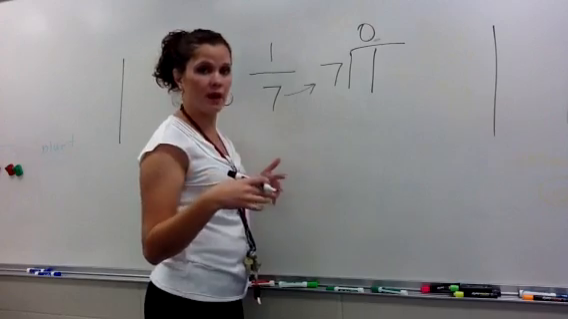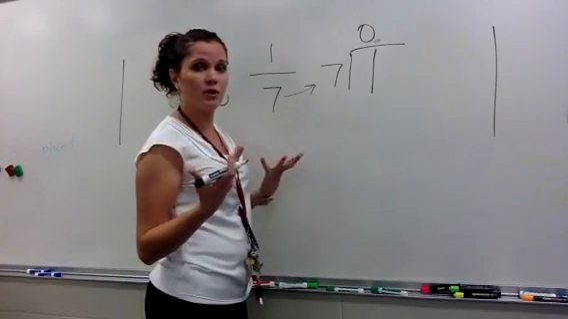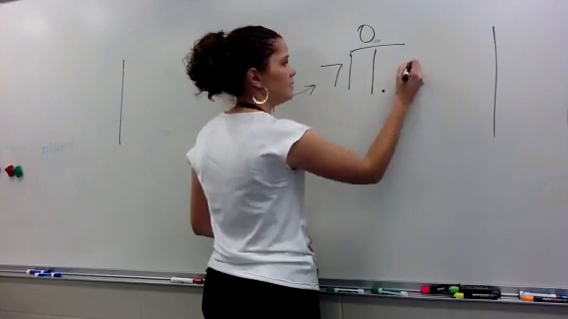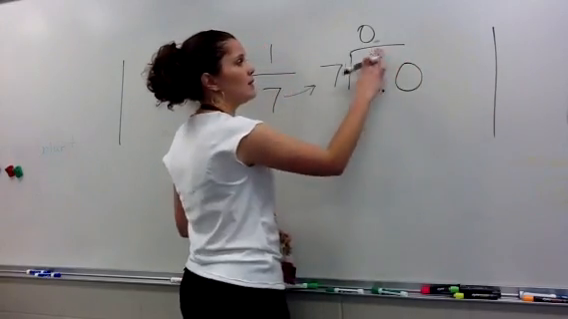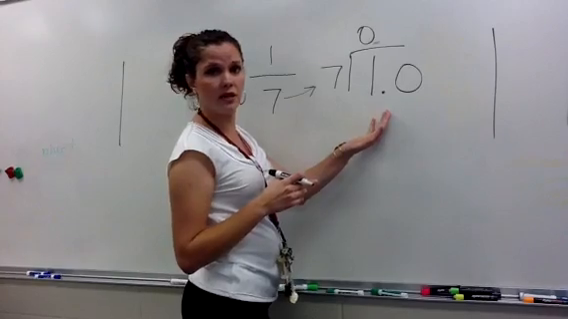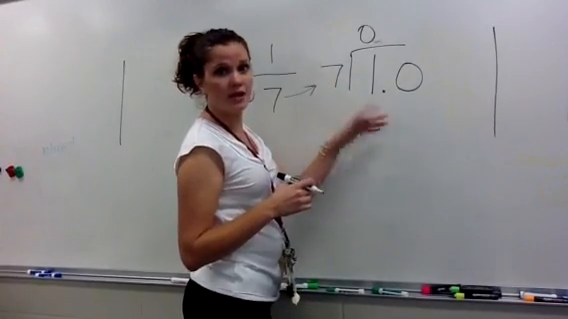Well, you need to call in some backup. And I tell them, call your point 0 hero, your decimal and your 0. Point 0. That makes it a hero because now you can take your 7 and put it into 10. How many times can 7 go into 10? Just one time.